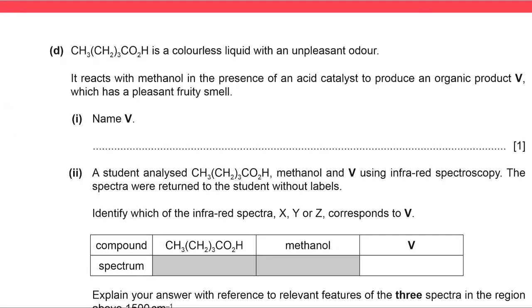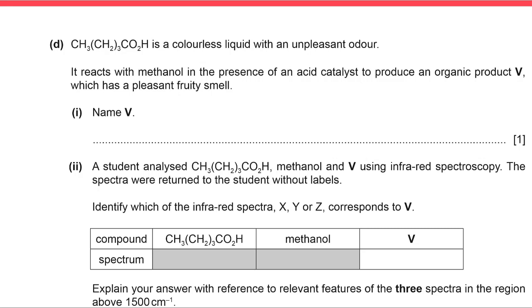Then you have this compound: CH3, and CH2 repeated three times, then ended with a carboxylic group. It is a colorless liquid with an unpleasant odor. It reacts with methanol in the presence of an acid catalyst to produce an organic compound, V, which has a pleasant fruity smell. That means this is an ester. So let's name the compound.